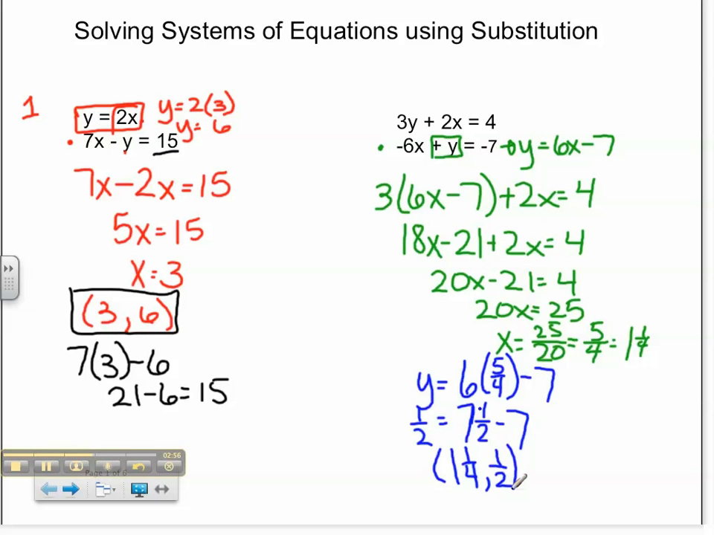Again, a great student would plug that back into our first equation, since we haven't checked it in that equation yet, to prove that that is true.